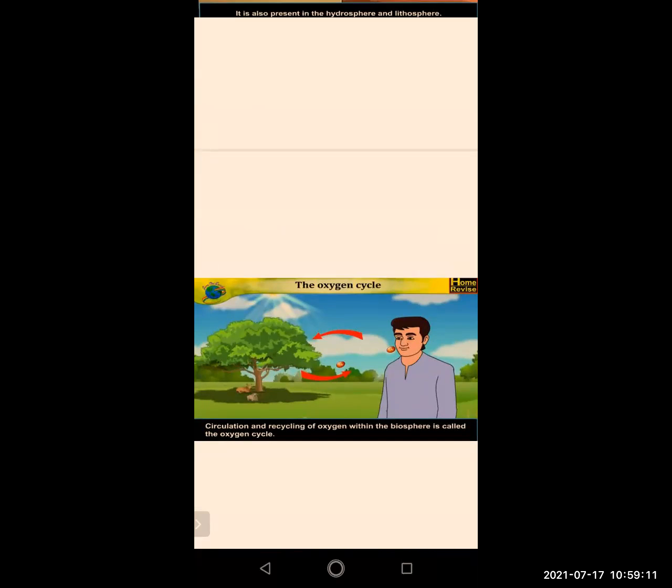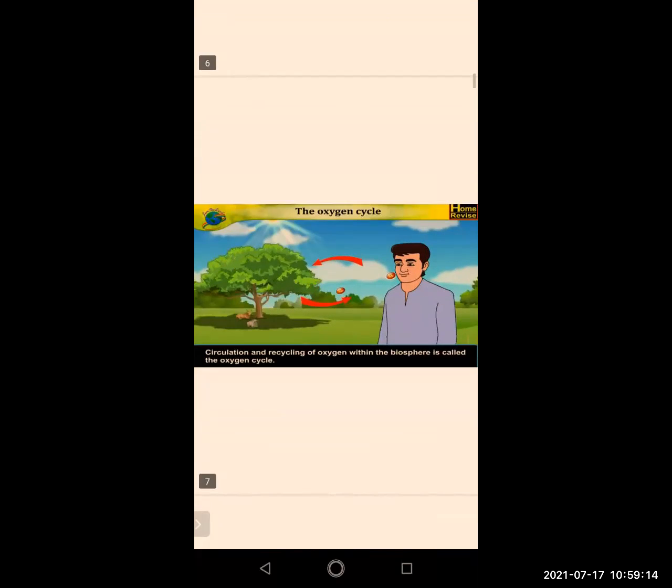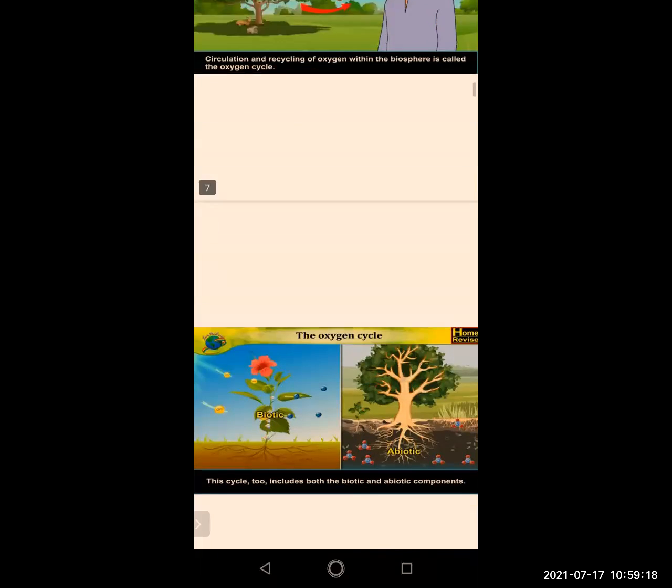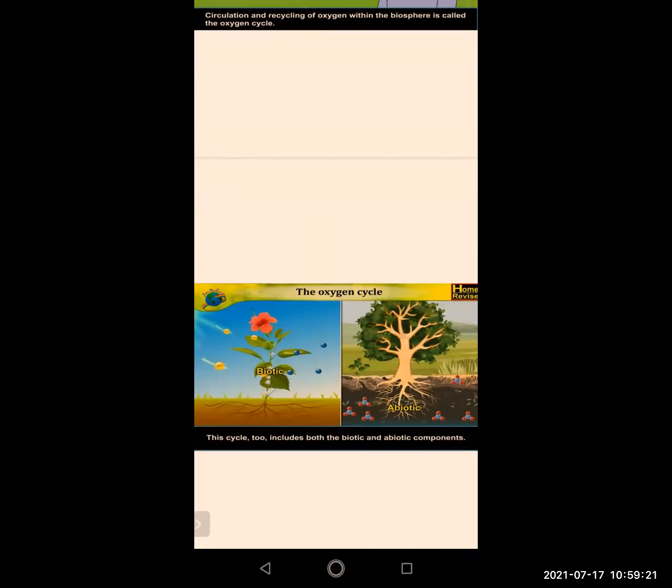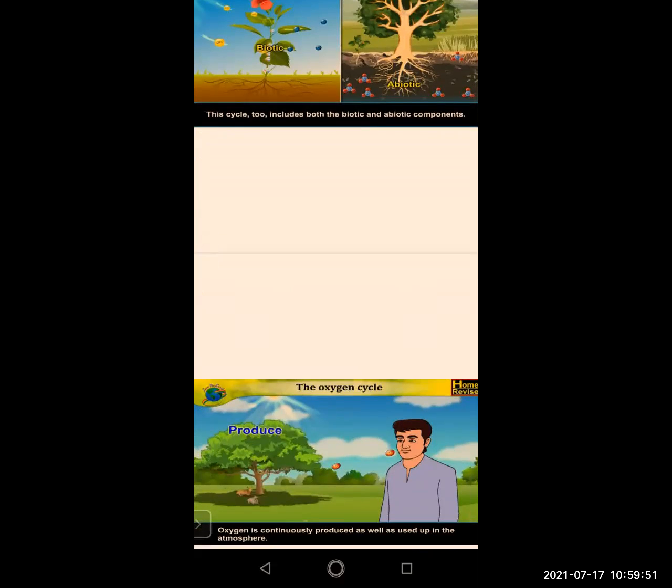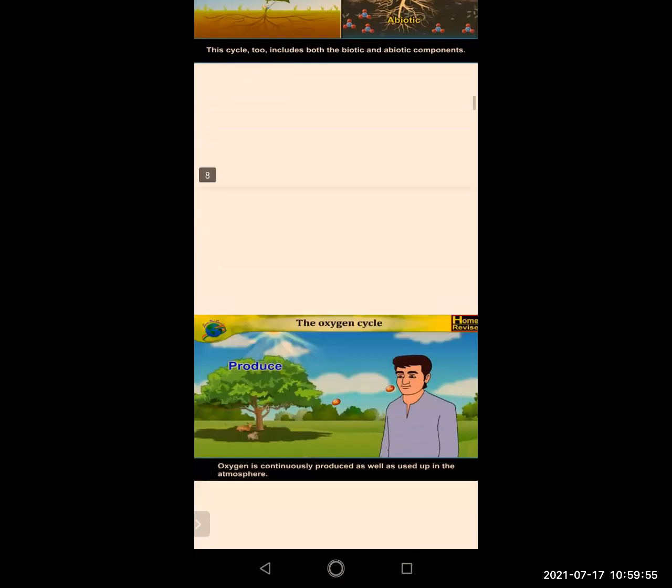Now, the circulation and recycling of oxygen within the biosphere is called the oxygen cycle. This cycle includes both biotic and abiotic components. What are the biotic components? We have already learned in the previous chapter what comes under biotic components. Abiotic components are rocks and minerals. All living beings are biotic components and all non-living things are abiotic components.